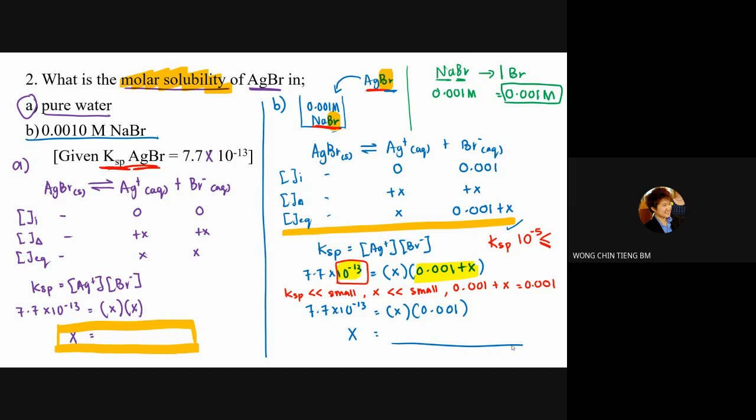Soalan saya. X dalam pure water dengan X dalam NaBr. X mana yang lebih tinggi? In water. Jangan tengok, tengok jawapan kamu. Look at the X. Betul tak X kat sini should be higher? Setuju? Alright. X kat sini should be lower.